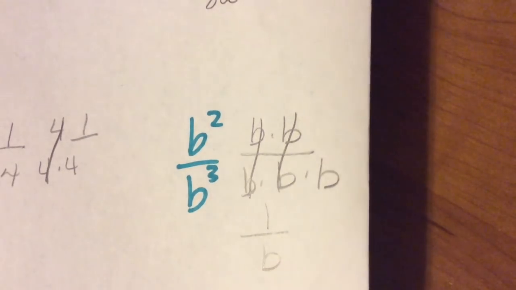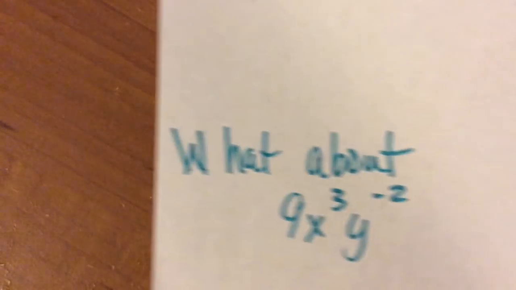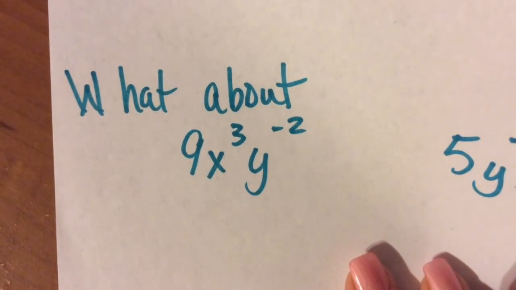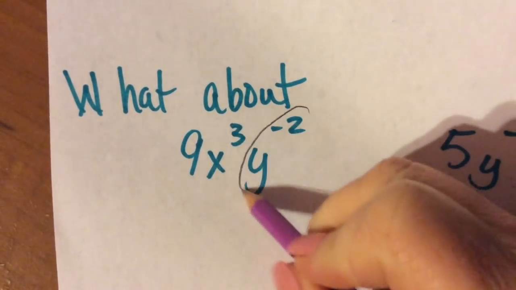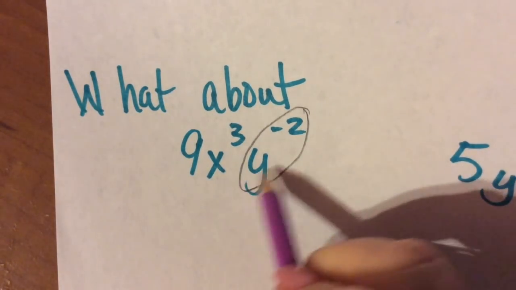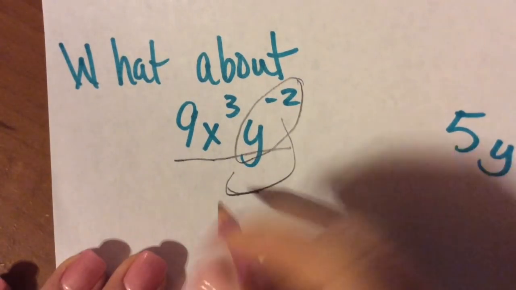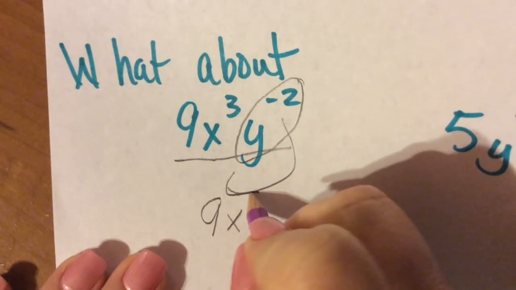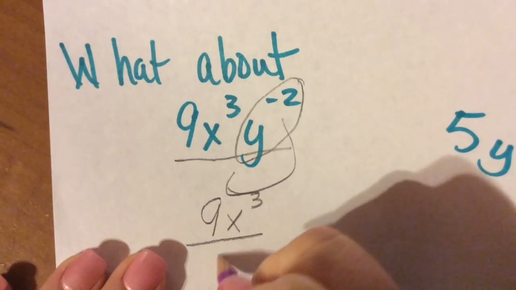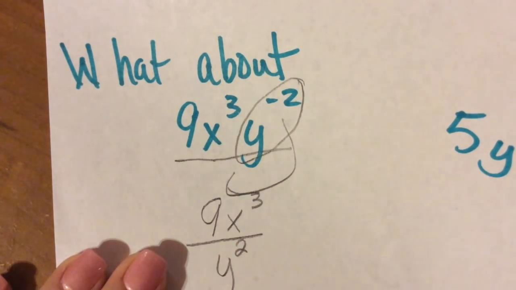Now there will be times when you mix things up, like in this case here. Can't have negative variables. So we're going to move this. We're going to have a fraction and move this to the bottom. So this one becomes 9x cubed over y squared.